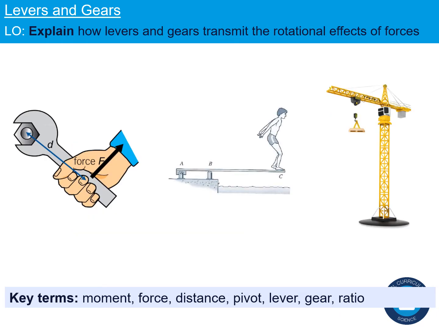Other examples of when a force is applied at a distance from a pivot causing a moment or a rotational effect of a force could be a spanner being used to rotate a nut. The force applied is at the handle and the object rotates about the nut, acting as the pivot. A diver at the end of a diving board, the weight of the diver is the force applied and the board rotates about the pivot, which is at position B. And a crane, the hanging weight off the crane is the applied force and the turning effect is about the pivot, which is at the T section of this crane.